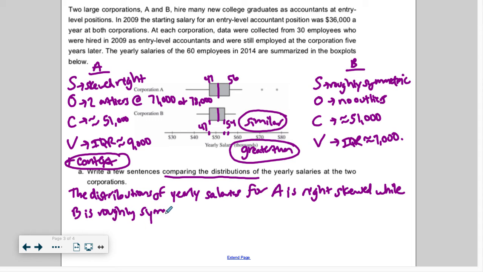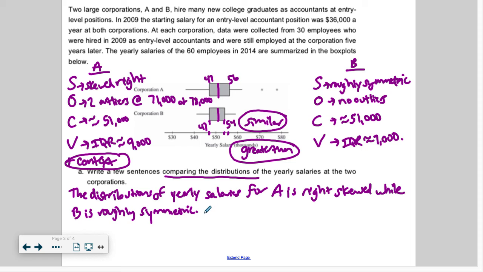So I have to make sure I'm talking about both of them. If I leave one off, they're going to say, well, you're not comparing them, you're just talking about one of them. And they don't want to see a list. They don't want you to list everything about A and then go back and list everything about B. They want you to talk about them at the same time, comparing them to each other. So the distribution of yearly salaries for A is right skewed, while B is roughly symmetric.